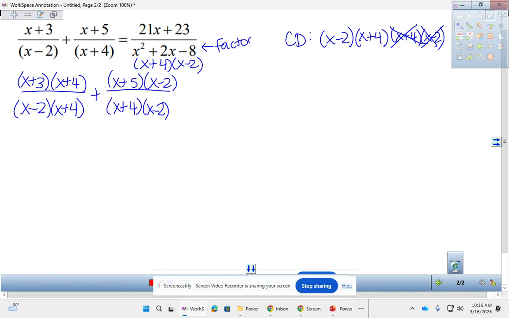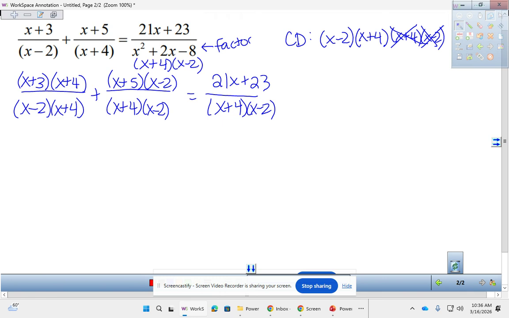For the last fraction, I want my common denominator to be x plus 4, x minus 2. And I ask myself, what does this denominator have that this one doesn't? And the answer is nothing. This denominator has everything that this one does, which means I'm not going to change this numerator. Are we starting to remember that maybe a little bit?